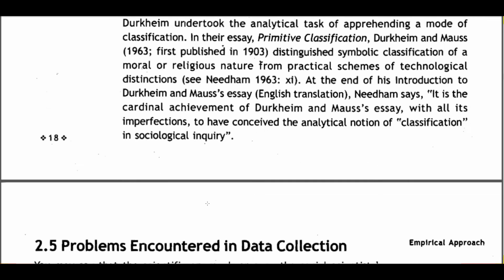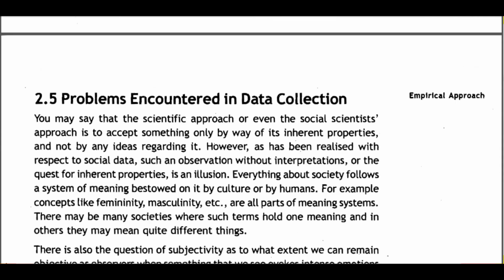Durkheim undertook the analytical task of apprehending a mode of classification. In their essay, Primitive Classification, Durkheim and Mauss distinguished symbolic classification of a moral or religious nature from practical schemes of technological distinctions. At the end of his introduction to Durkheim and Mauss's essay, Needham says, "It is the cardinal achievement of Durkheim and Mauss' essay, with all its imperfections, to have conceived the analytical notion of classification in sociological inquiry."